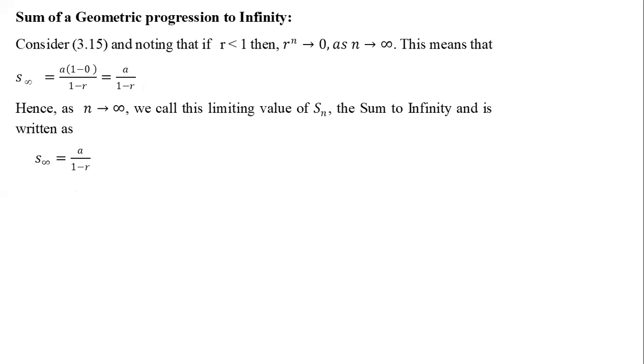Now, if your geometric sequence is infinite, then it means the number of terms is not known. Let's say we don't know it. And the sum to infinity will just be a, the first term, divided by 1 minus r. Do you understand? Any question? No, sir. Any question so far? No, sir. Okay, but do you understand it?